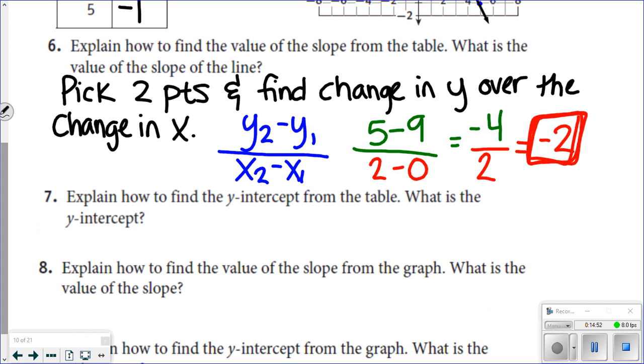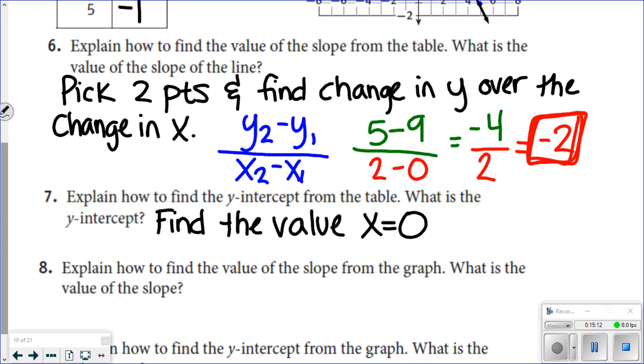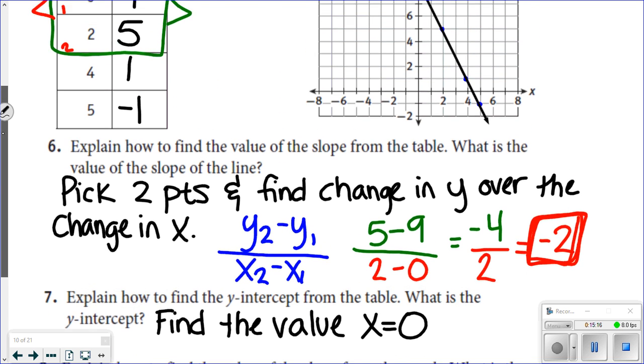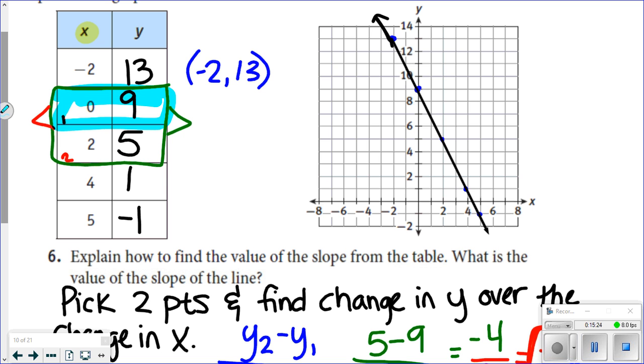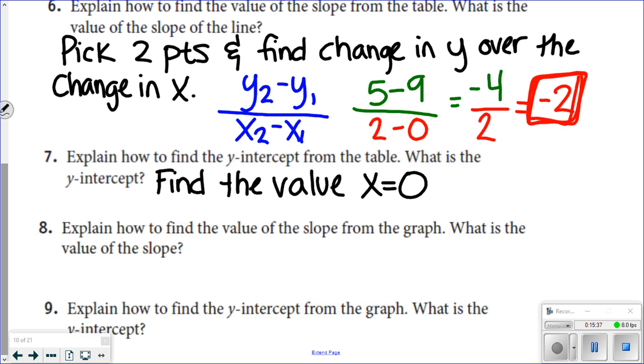In order to find the y-intercept, we need to look or find the value when x equals 0. Okay, so if I go back up to my table, do I see where x equals 0? Right here. X is 0, so 9 is my y-intercept. So my y-intercept from the table is (0, 9).